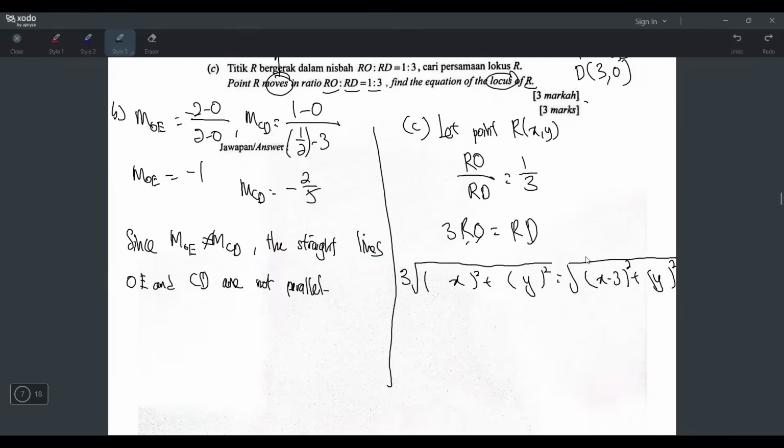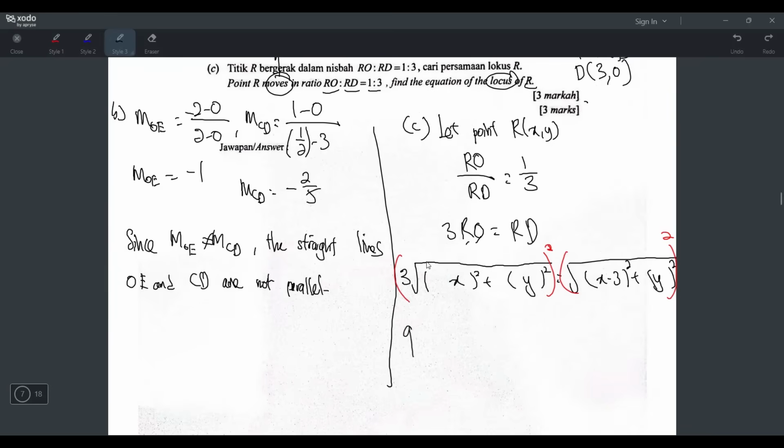Right. The way to get rid of the square root is you have to square both sides, including the 3. So like that, like that, like that. Because when you square both sides, the square root will disappear. And then the 3 also needs to be squared. So the 3 squared becomes 9. This is the correct way to get rid of the square root.